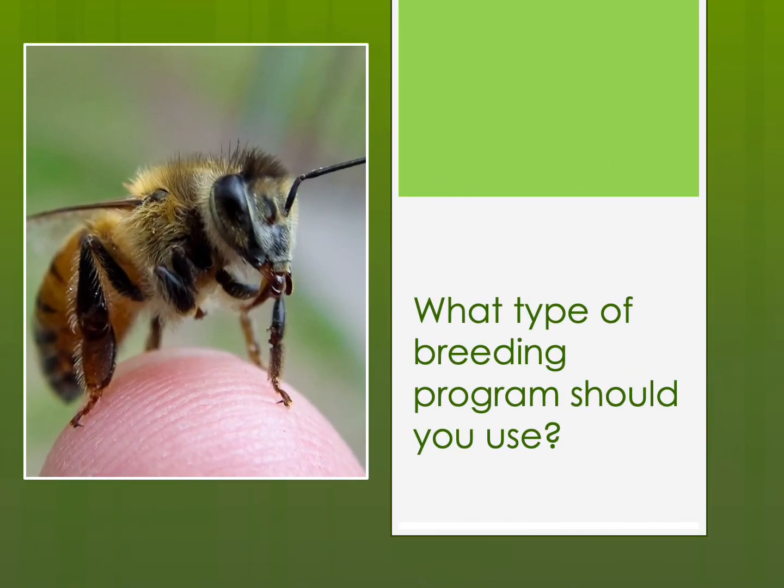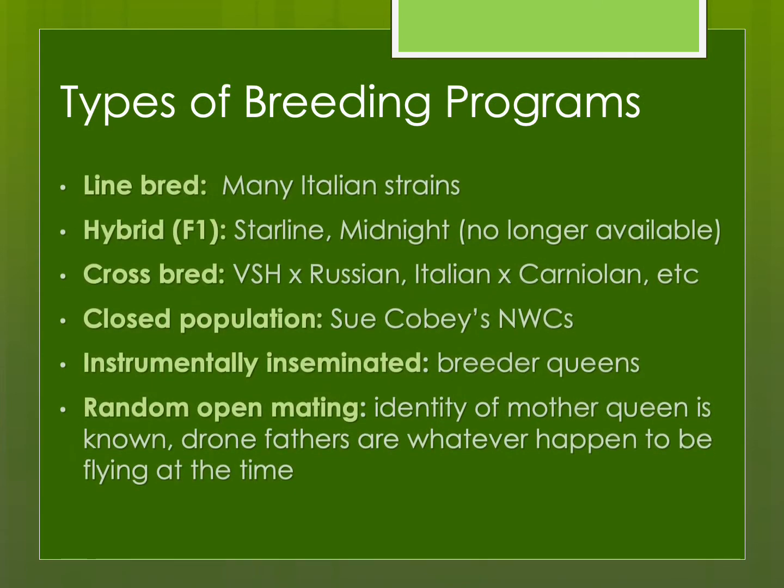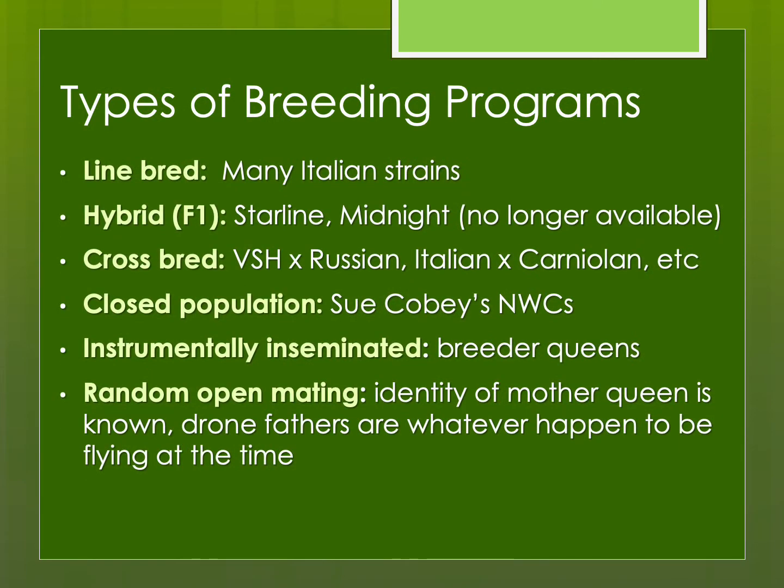Okay, let's talk about breeding programs. When we breed other types of livestock, whether it's cattle or dogs, or other animals, there are different types of breeding programs that are used by breeders. There is what we call line bred, which is common with many Italian strains, Carniolan strains.